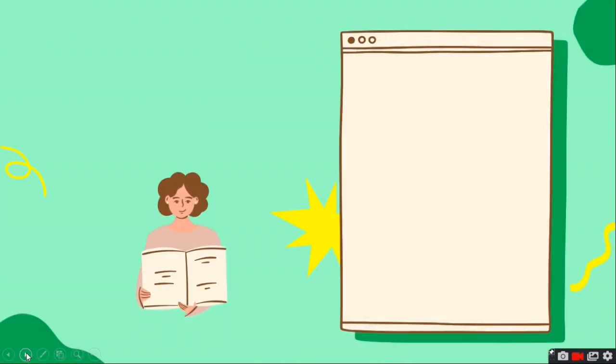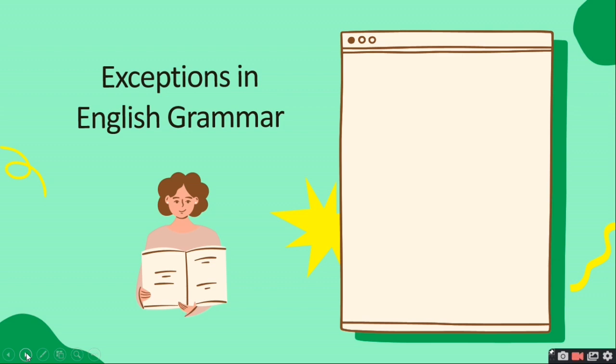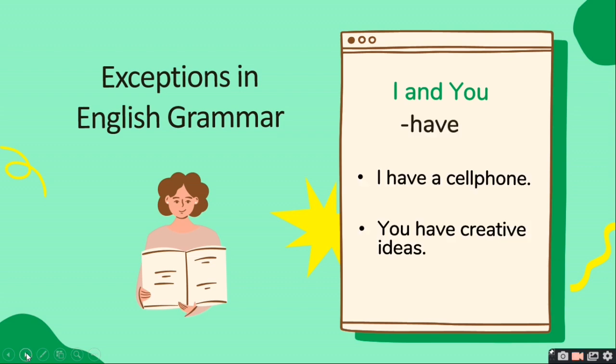It's also important to note that in English grammar, there are exceptions, those that don't follow the rule. For instance, in our topic has, have, and had, the pronouns I and you are always paired with the verb have. Even though I and you are used as singular subjects, I'm only one and you're also just one, remember that we always pair these pronouns with the verb have. I have a cell phone. You have creative ideas.